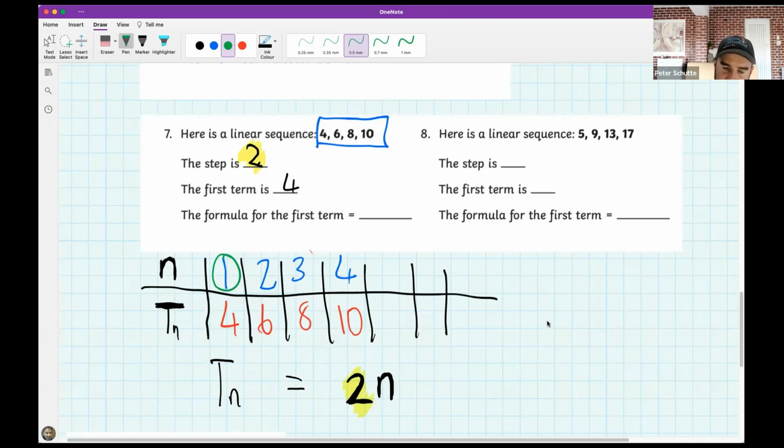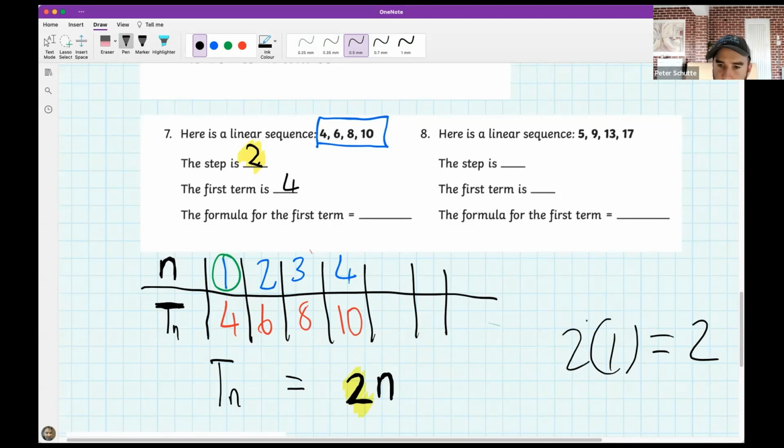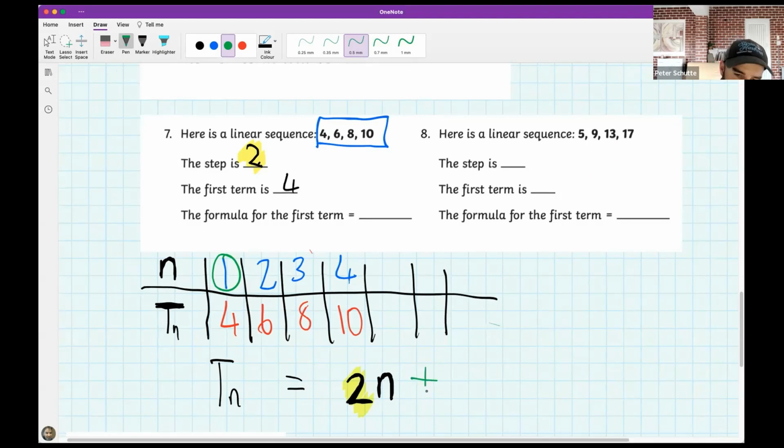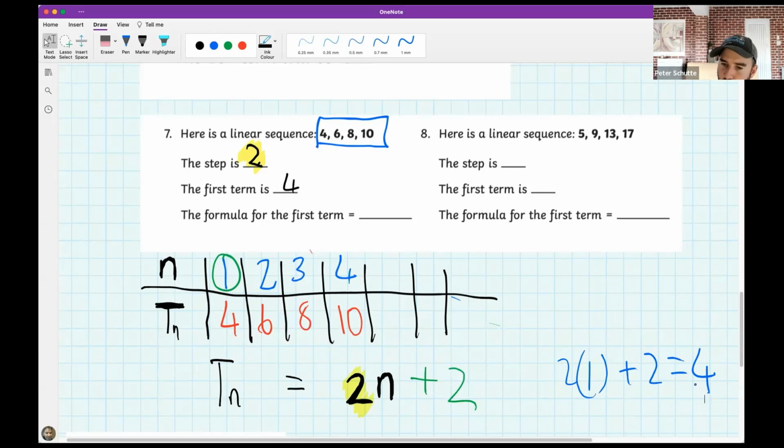So the reason it doesn't give me what I want is if I take 2 and I times it by 1, I get 2. But that's not what I actually wanted. I wanted to get 4. And so the second step in balancing this is to ask, what do I need to add in order to get the value of the first term? In order to get to the value of the first term, I need to add 2 more. Now we can check, does this formula actually work? If I put 1 in now, 2 times 1 plus 2 gives me 4.